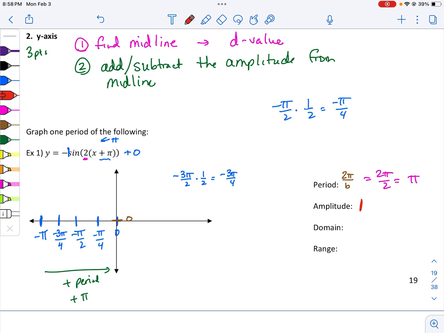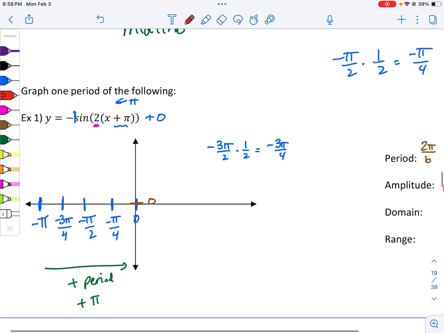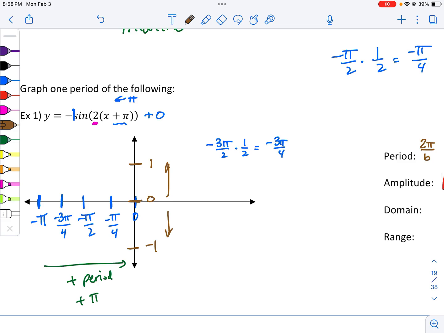There is no vertical stretch here. If there was a 2 in front, my amplitude would be 2. If there was a 1/2 in front, my amplitude would be a 1/2. It's the vertical stretch or shrink. All right, so what I need to do is go up 1 and down 1, because I'm going up and down my amplitude from the midline. So up 1 and down 1, and that gives me my high and my low point.